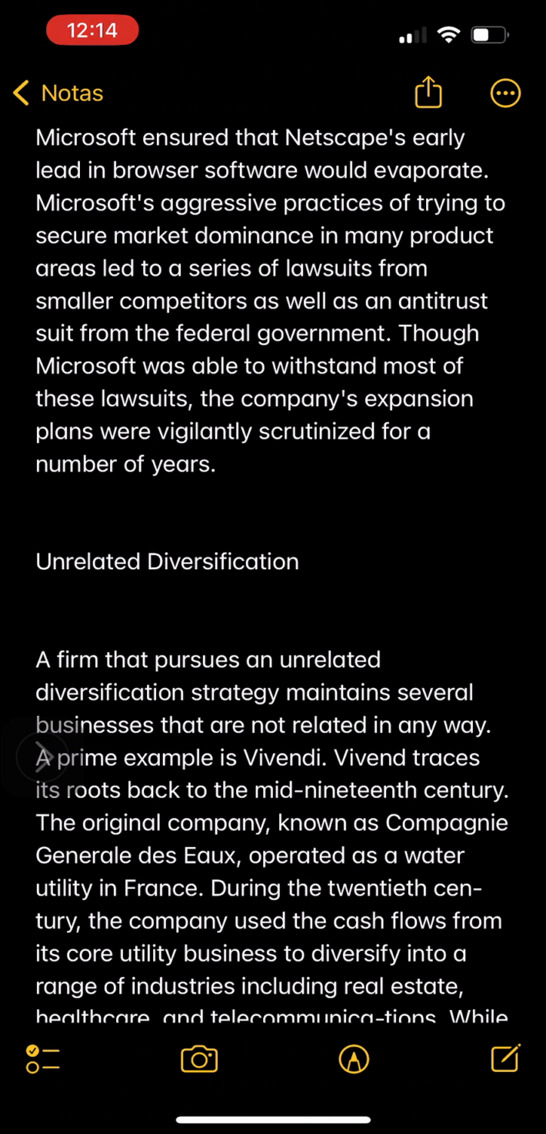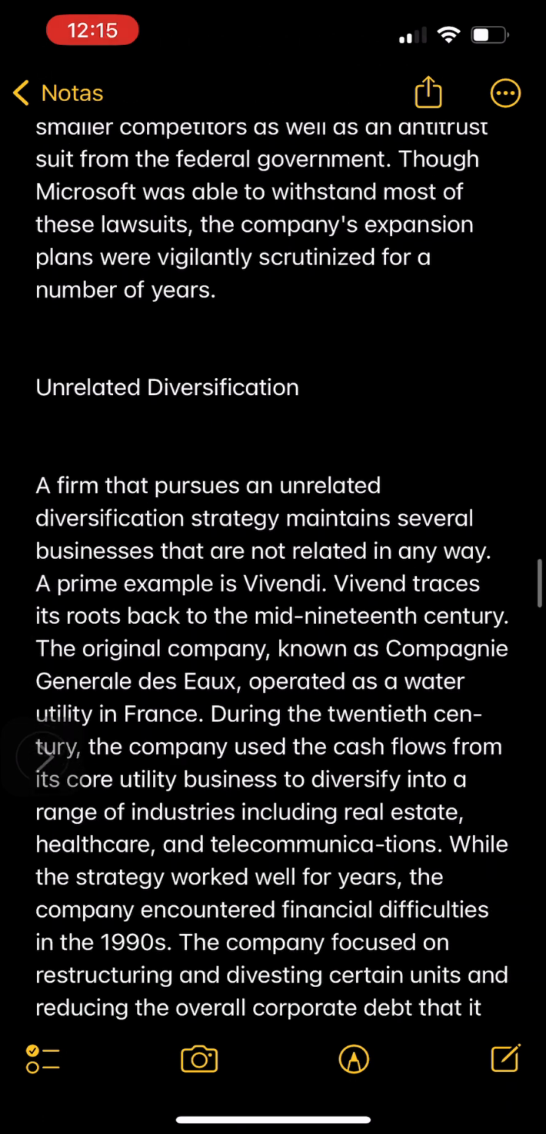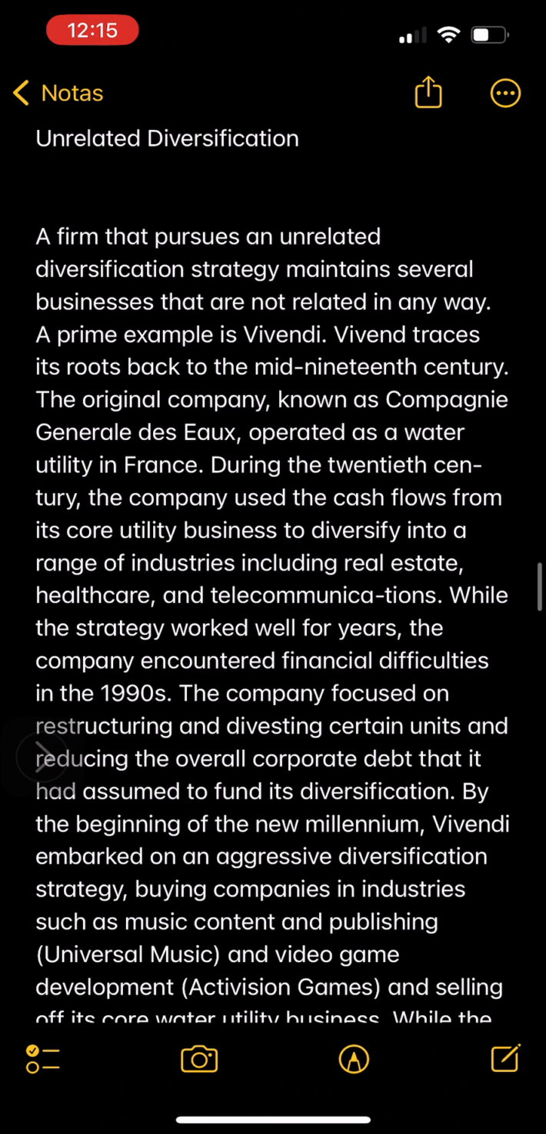Unrelated diversification. A firm that pursues an unrelated diversification strategy maintains several businesses that are not related in any way. A prime example is Vivendi. Vivendi traces its roots back to the mid-19th century. The original company, known as Compagnie Générale des Eaux, operated as a water utility in France. During the 20th century, the company used the cash flows from its core utility business to diversify into a range of industries including real estate, healthcare, and telecommunications.